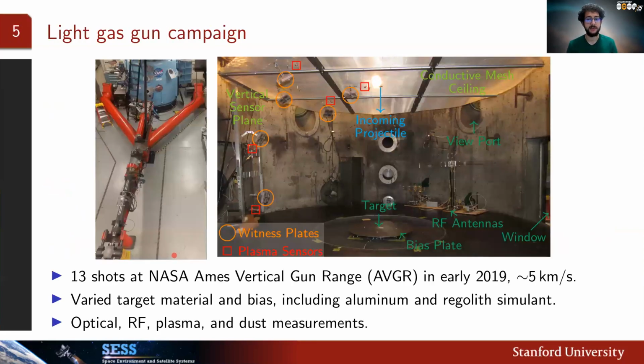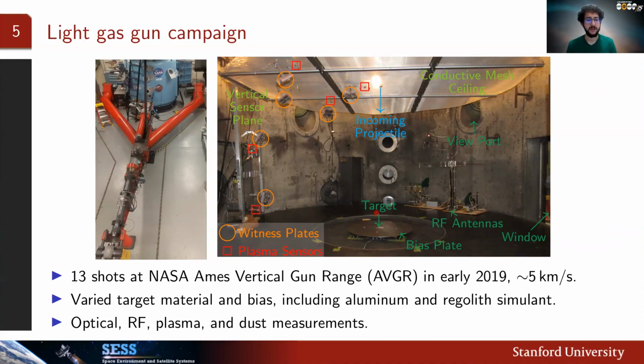To address the first question, we conducted a light gas gun impact campaign in early 2019 at the NASA Ames Vertical Gun Range, which is a two-stage light gas gun facility which shoots projectiles vertically at approximately 5 kilometers per second into a 2.5 meter diameter impact chamber. The chamber is evacuated to a low vacuum with a 0.5 torr, or about 1/1000th of an atmosphere neutral background, which we will look at the effect of later on.